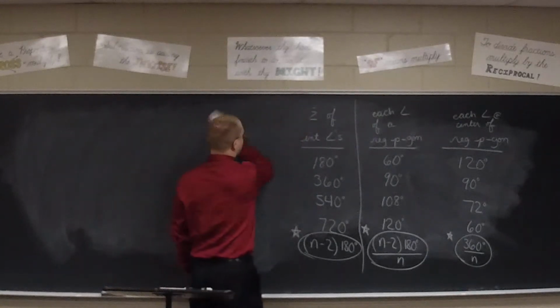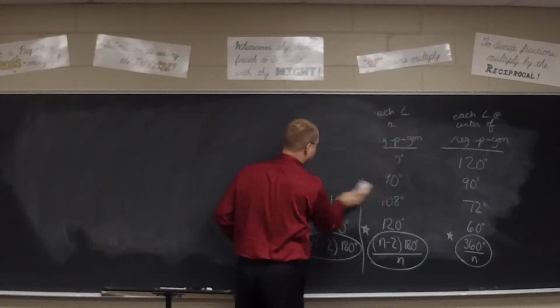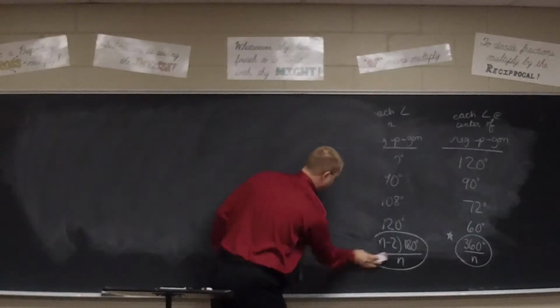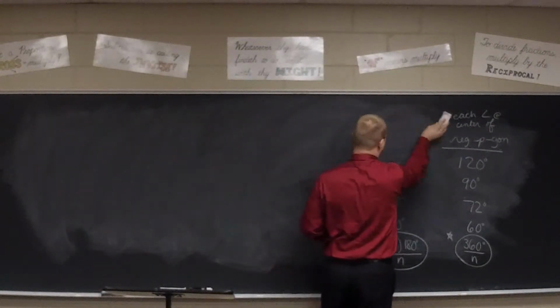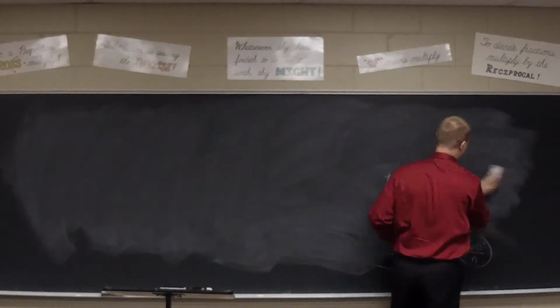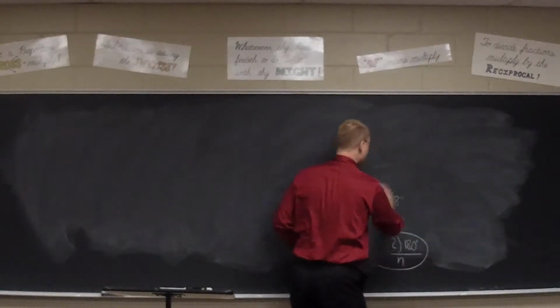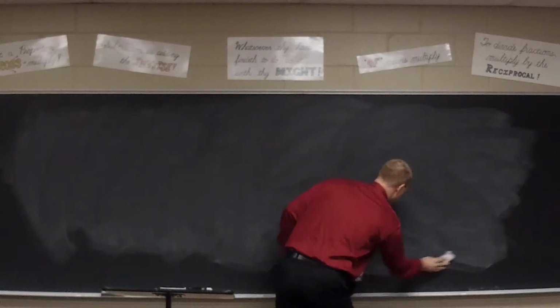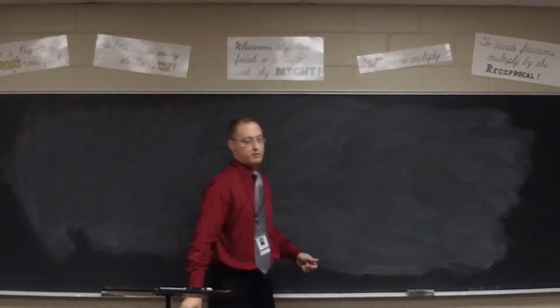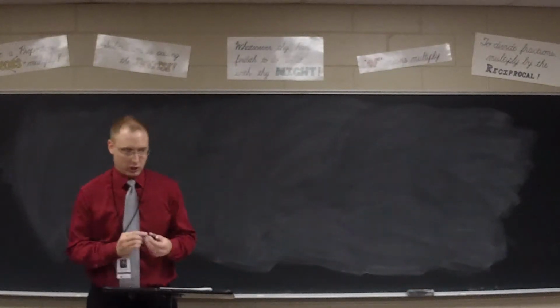Now, I didn't use the word construct because we're going to have to use a protractor. If you're using a protractor, you're not constructing. You are drawing. Okay, so little clarification there. But let's start with that polygon of 5 sides, a regular pentagon. How could we draw a regular pentagon?